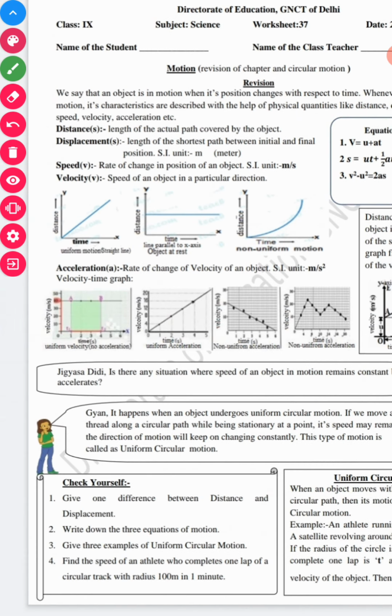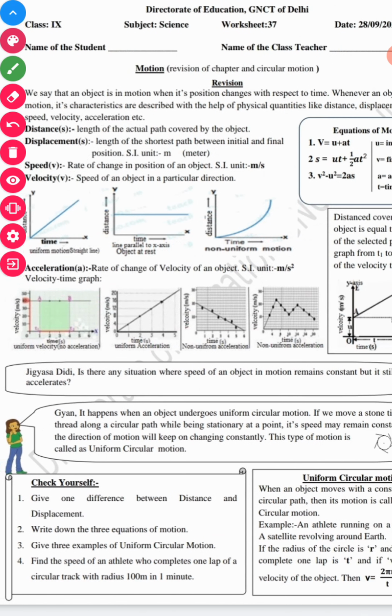Next question we have: find the speed of an athlete who completes one lap of a circular track with a radius of 100 meter in 1 minute. First of all, we have to write whatever we are given. We have radius 100 meter. We know the value of pi is 22 by 7. Then we have t, 1 minute, that is 60 second.